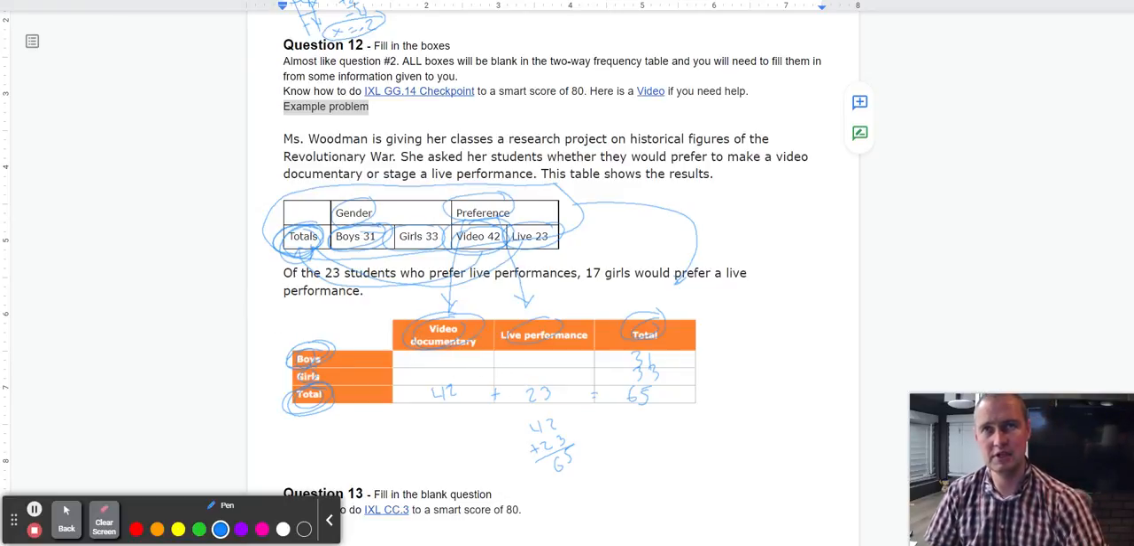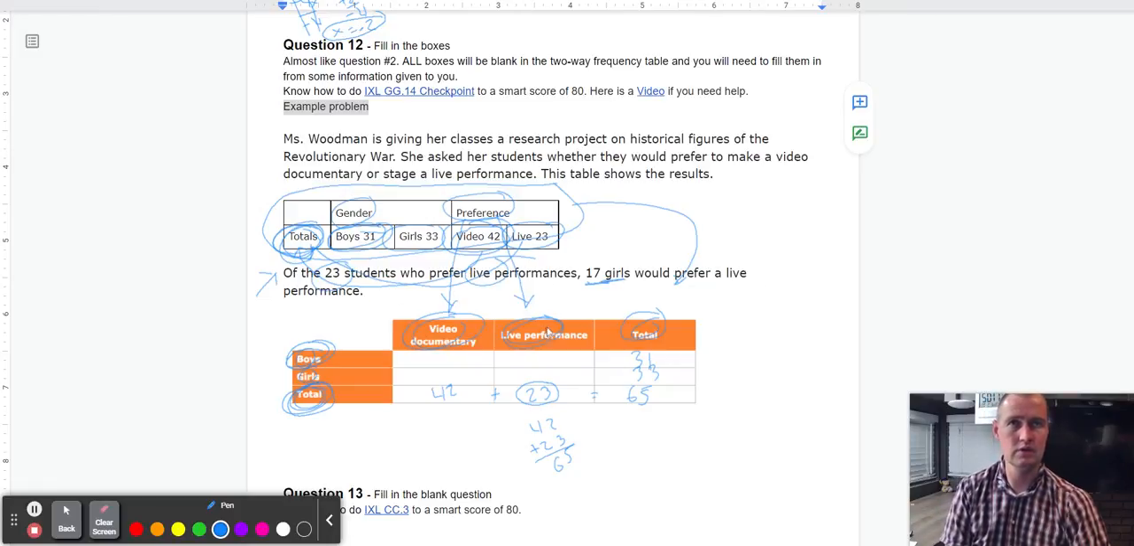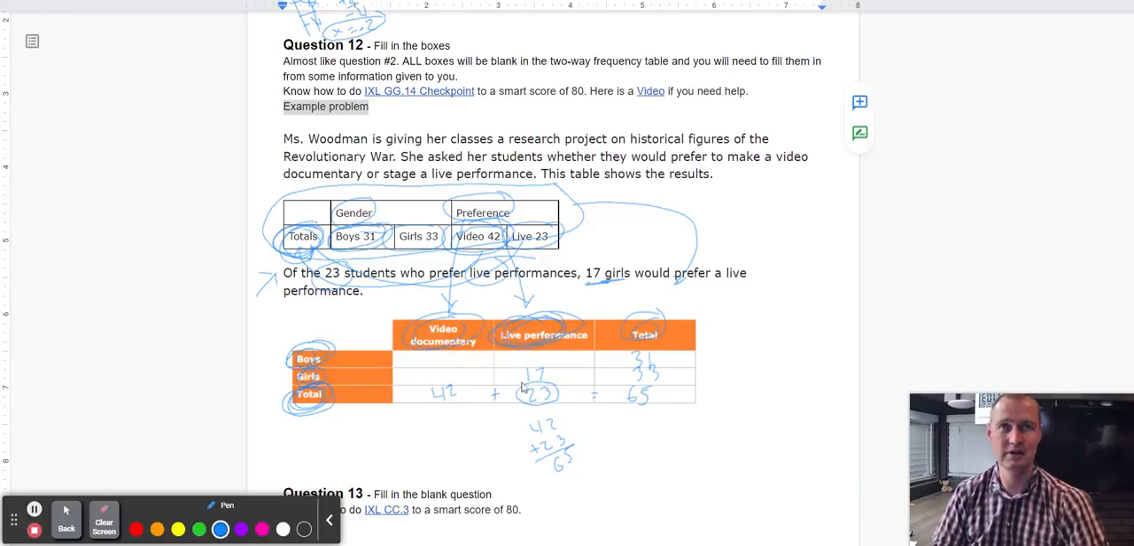There are actually a couple more directions right here that might help us. Out of 23 students who prefer live performances, total 23, okay, that 23 is already there. 17 girls would prefer a live performance. So for live performance, the girls, that 17 lands right here. Awesome, that got us yet another box, and now we have 6 out of 9 boxes complete.